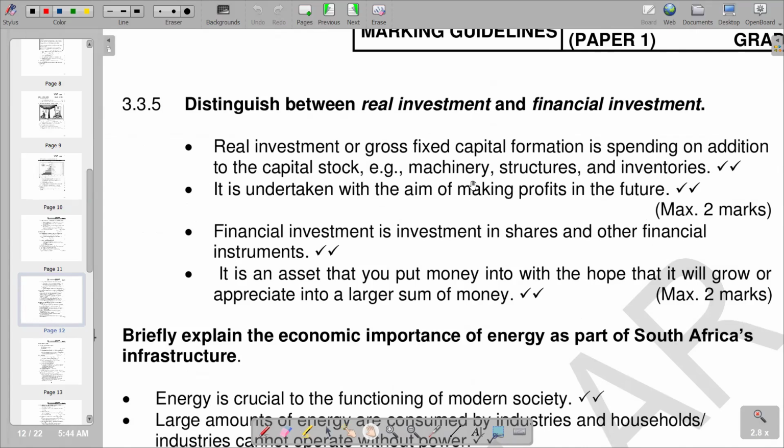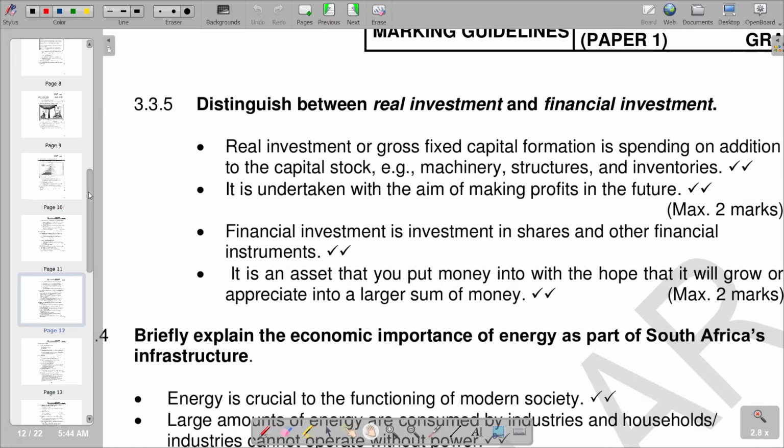And then financial investment is investment in shares and other financial instruments. It is an asset that you put money into with the hope that it will grow or appreciate into a larger sum of money. So this is what we have in 3.3.5.